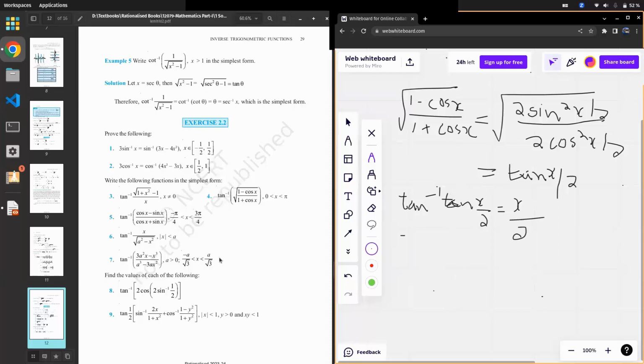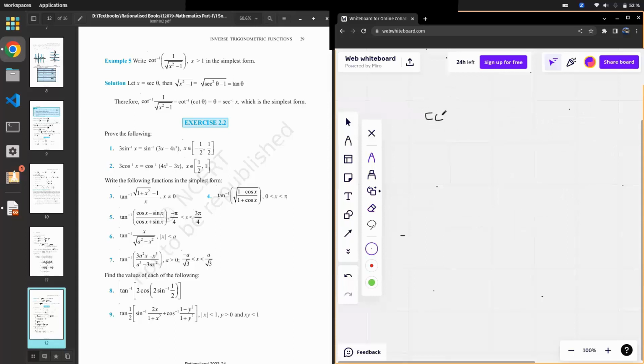So we'll move to the next question, which is tan inverse of (cos x minus sin x) by (cos x plus sin x). First we simplify the inside term, which is cos x minus sin x divided by cos x plus sin x. The denominator is plus. Since there is a tan inverse term here, it is better to convert into tan. So we divide by cos x in both numerator and denominator.